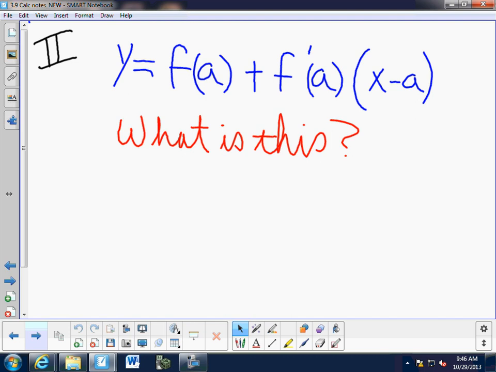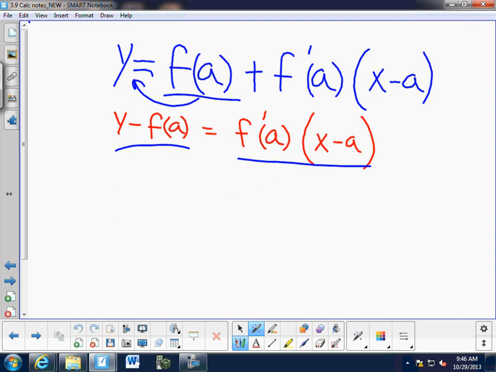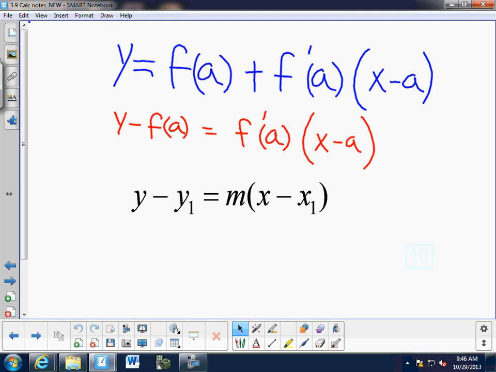So look at this equation. This looks like something really nasty, doesn't it? It's not so bad, actually. This is something you should recognize. If I were to take this f of a back over to the other side, I would get this. That is something you definitely should recognize, because that is just the point-slope formula: y minus the y value equals the slope times x minus the x value. f prime of a, of course, is the slope at that particular point.